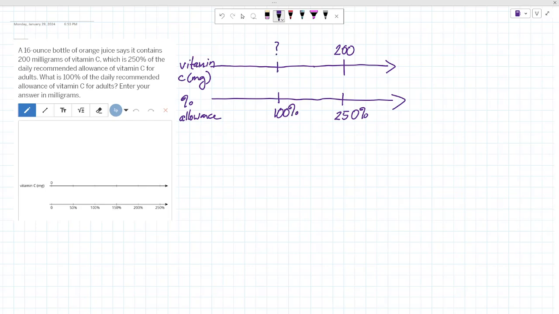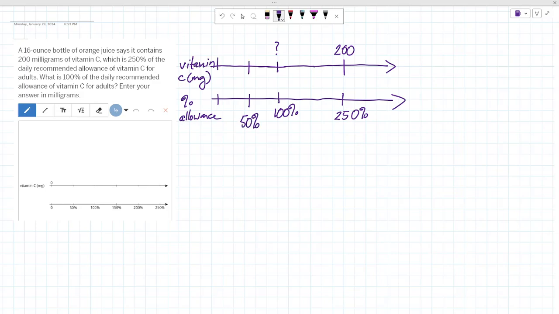How can we figure out what 100% of the allowance would be? Maybe you have some ideas for another percentage we could try to calculate. And if you do, I would encourage you to pause the video and try your approach, okay? Because it might make more sense than my approach. You never know. So the approach I'll show here is, what if we thought about 50%?